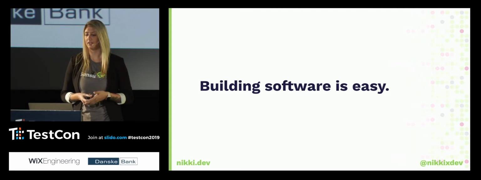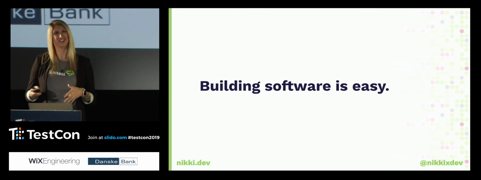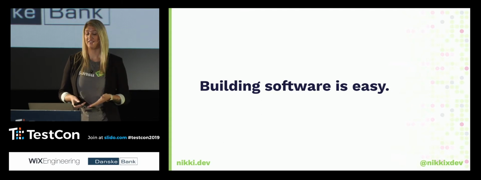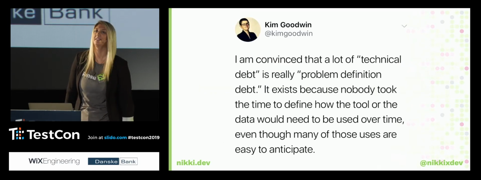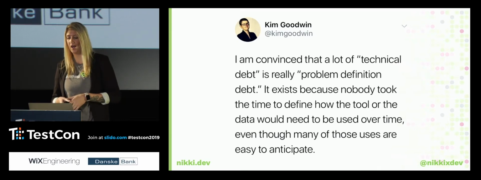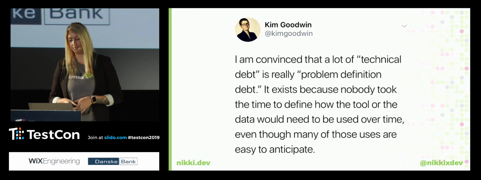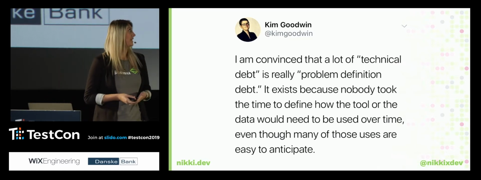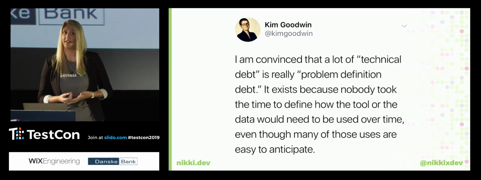Oftentimes when there's a buggy feature, it's not because the code is bad. I mean, in some cases it's because the code is bad, but it's usually indicative of a rushed design or a poor spec. Kim Goodwin had a similar take on Twitter. She said, "I'm convinced that a lot of technical debt is really problem definition debt. It exists because nobody took the time to define how the tool or the data would need to be used over time, even though many of those uses are easy to anticipate."